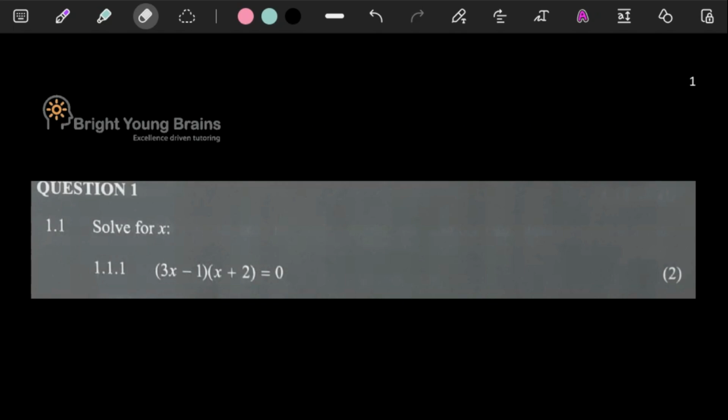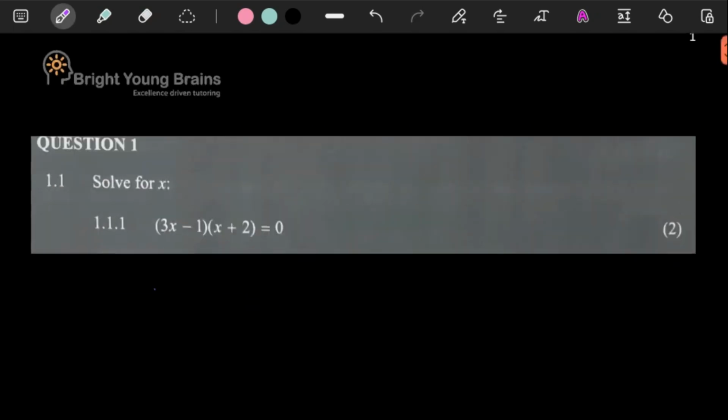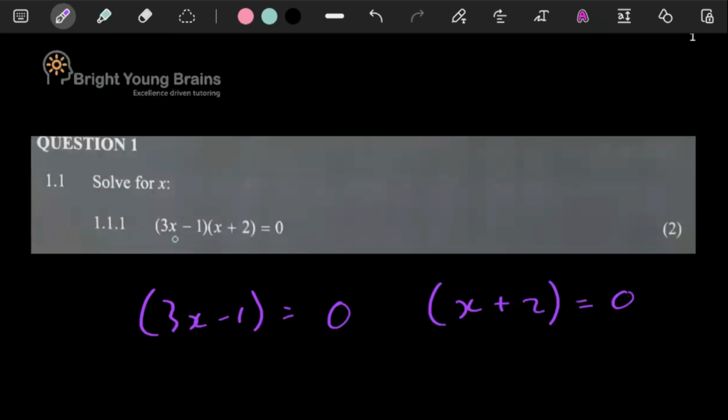So question one here says we need to solve for x, right? So solving for x is obviously always straightforward. So we don't need to overthink anything. But with a question like this one, we know that the first bracket, we're going to make it equal to 0. And the second bracket, we're also going to make it equal to 0. So the only reason we're making both brackets equal to 0 is because the only way a multiplication question will result in you getting a 0 is if either one of them is a 0.